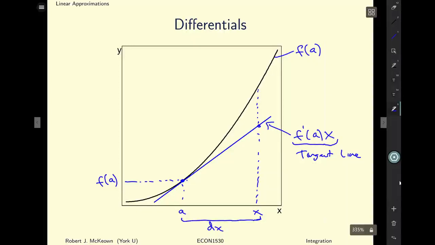And if we continue this horizontal line here, we can see that if we walk along the tangent, the difference between, say, we'll call it point A and point B is dy.